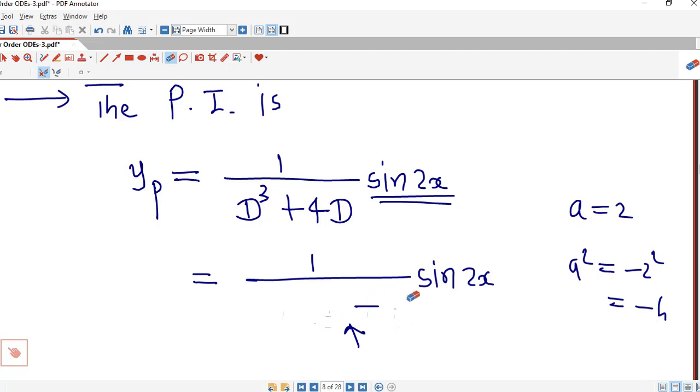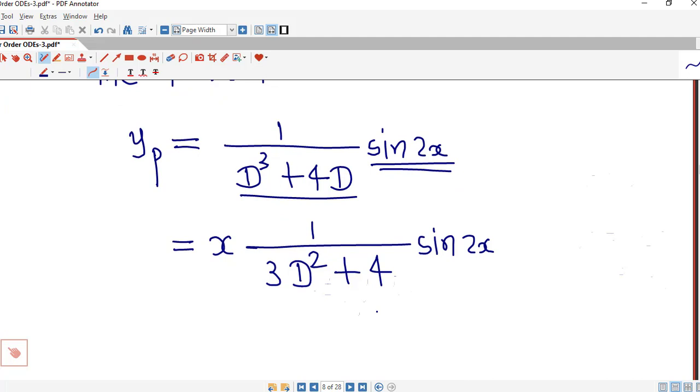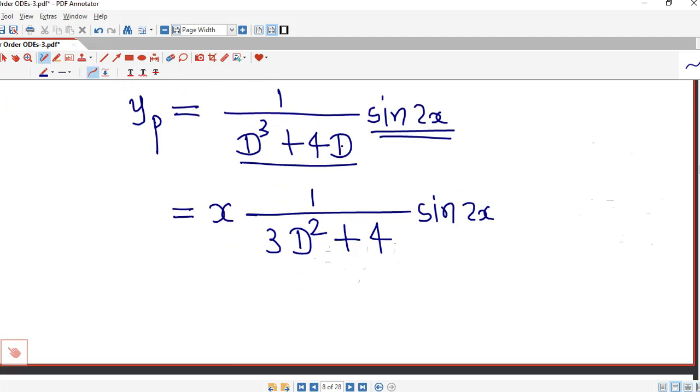Instead of that, we will take the derivative of this d cube plus 4d with respect to d, and we will multiply by x. So in the next step, we have x times the derivative of this with respect to d. Derivative of d cube is 3d square, plus derivative of 4d is 4. With respect to d, the derivative of d is 1, 4 is constant. Here the derivative of d cube is 3d square. So why are we taking the derivative? Because this term becomes 0 if we replace d square by minus a square, that is minus 4.